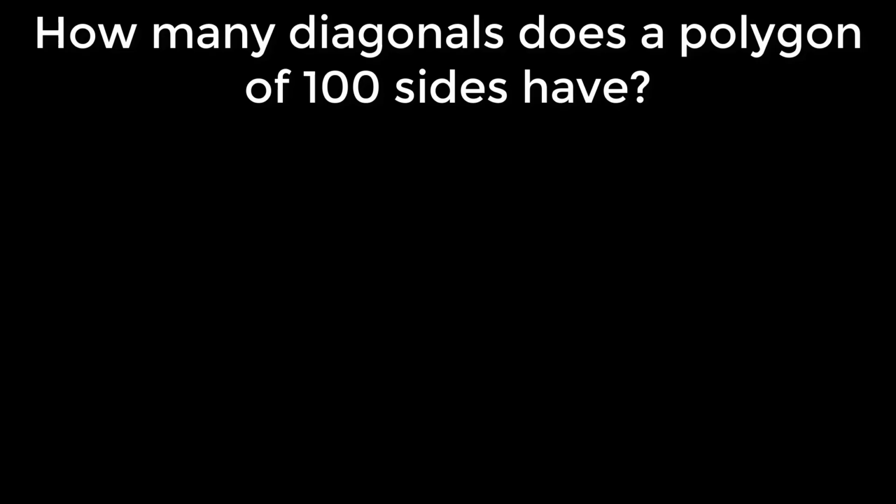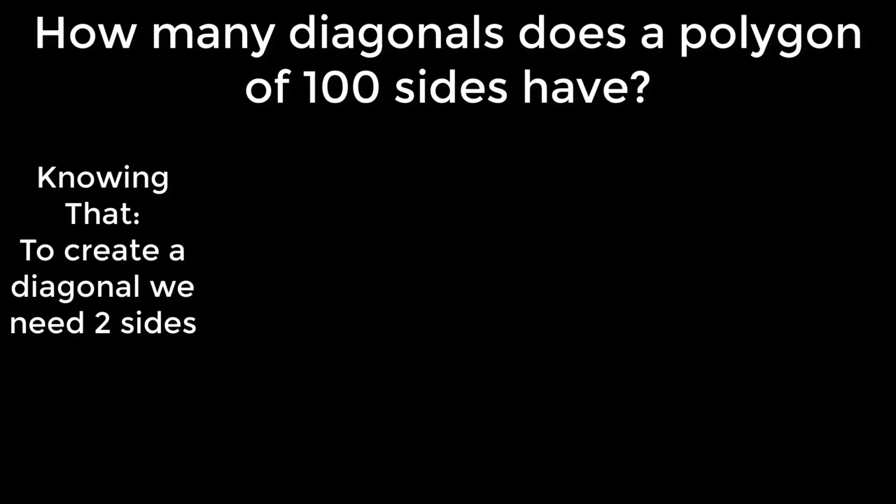How many diagonals does a polygon of 100 sides have? Knowing that to create a diagonal we need two sides, we're going to use the combination formula. We're putting our 100 sides combining our two spots. We know we are going to use two spots because our problem gives us that data previously. After doing this, the answer will be 4950.